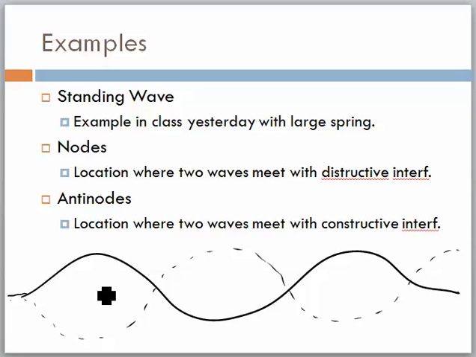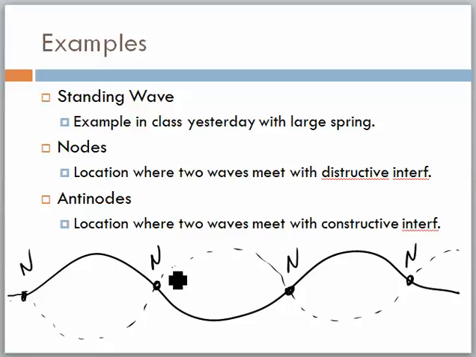The nodes, right? Location where two waves meet with destructive interference. So right here and right here are what we call nodes. And right here is a node, and right here is a node. This is where there's destructive interference, meaning that we have the least amount of amplitude. Alright, if you notice, that's where there's no amplitude. Nodes for no amplitude is how I always remember it.